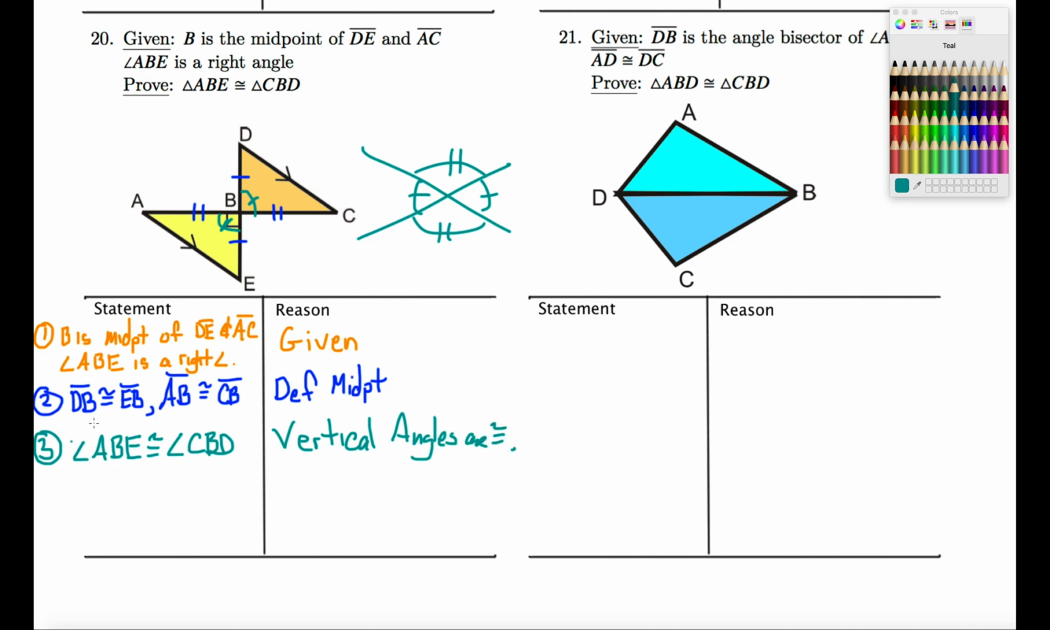Okay, so I mean, we can prove it now, right? Pretty straightforward. With a little magenta. So, triangle ABE is congruent to triangle CBD. And why? SAS. Side angle side. Last one.